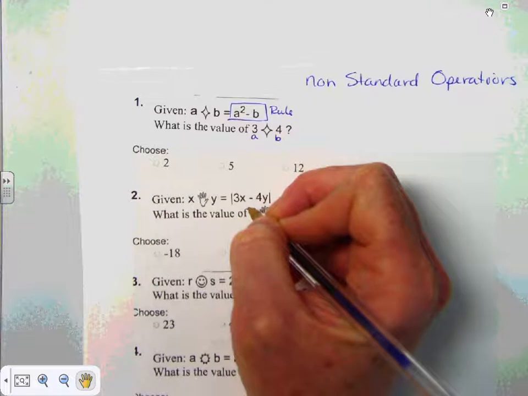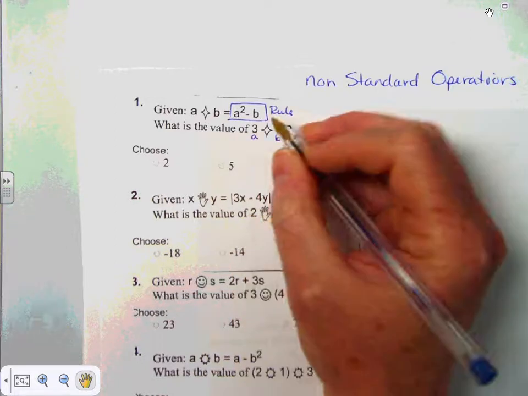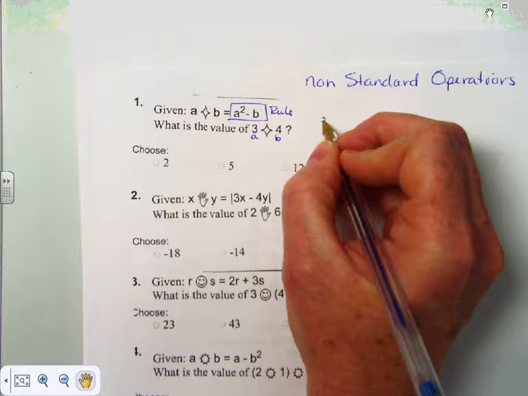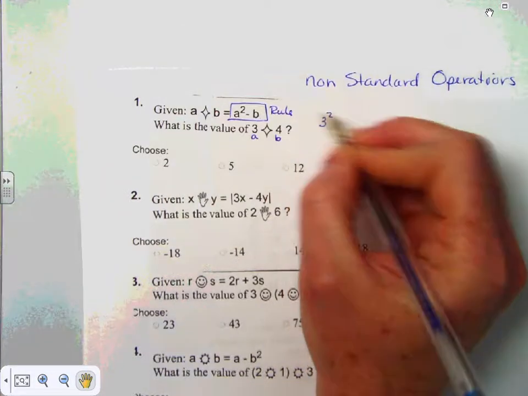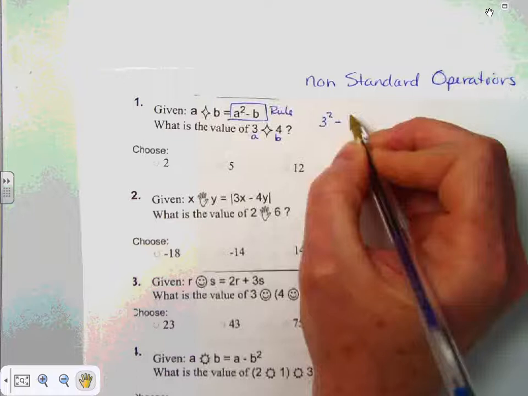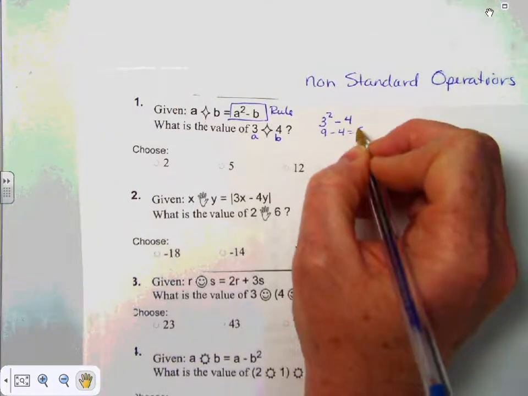So now we're just going to plug these into the rule that they established for this operation. So the A has to be squared. So 3 squared, minus, and then I'm going to subtract the 4. So 9 take away 4 is a 5. So my answer would be 5.